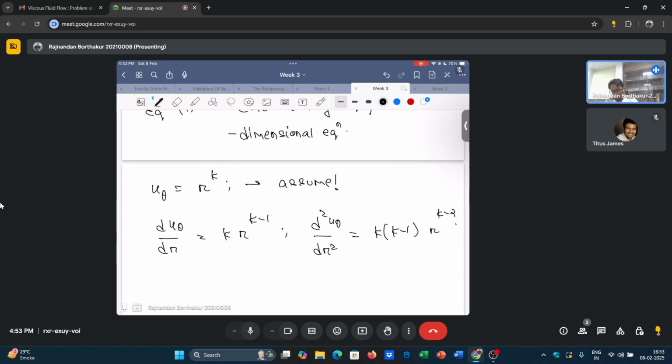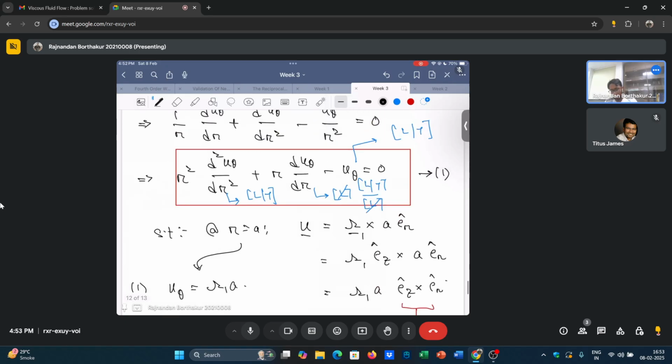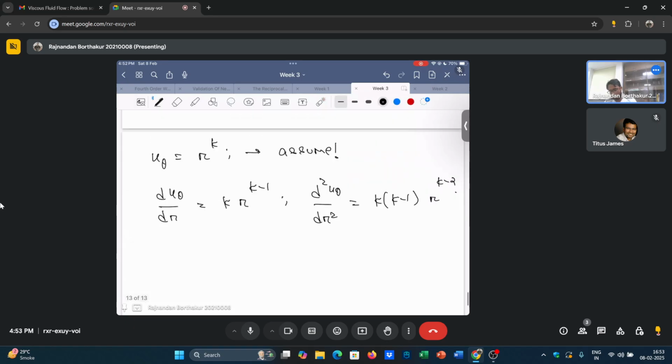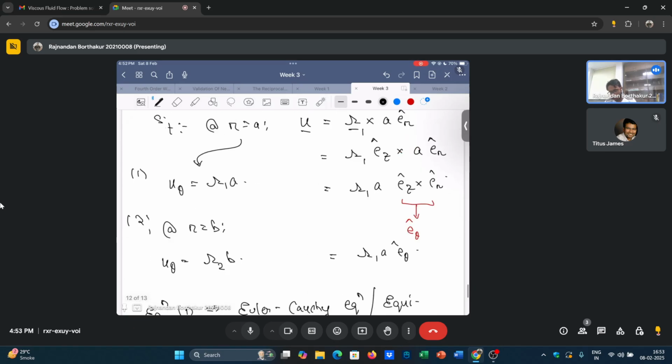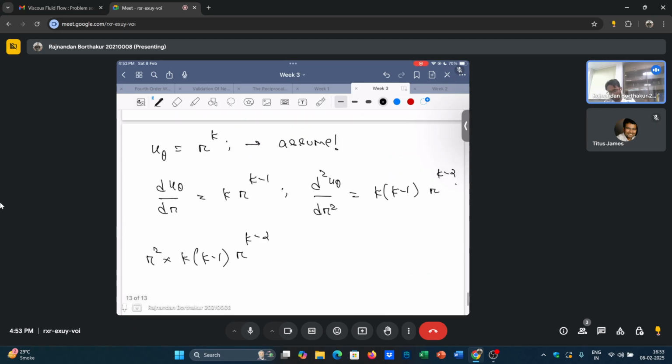And then if you just substitute this u theta, its derivative and its second derivative into this equation, you will simply get, let's say, r square times d2 u theta by dr2. It is just k into k minus 1 times r power k minus 2. Then the second term I have is r times du theta by dr, which is r times k into r power k minus 1, minus u theta. U theta is just r power k, and this equals 0.